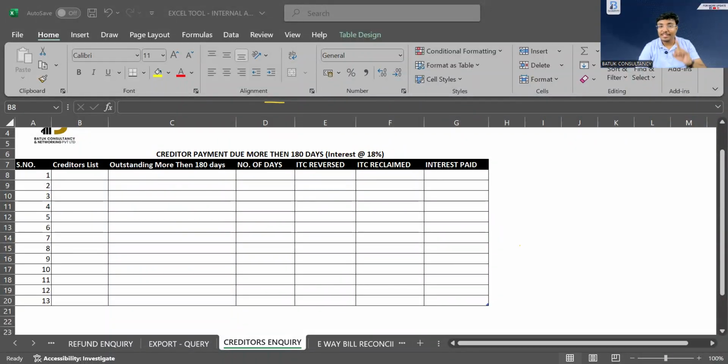But yes, one condition is there. Your software will not provide this automatically when you are making the sales entry and the payment related entries. At both points of time, you have to ensure that you select the applicability and non-applicability of GST. Accordingly, your report will be generated in a very perfect way.